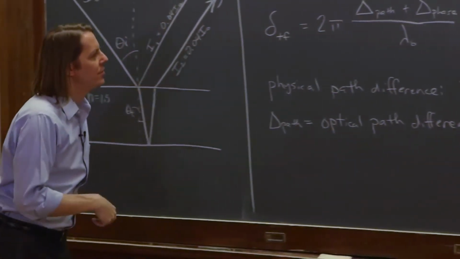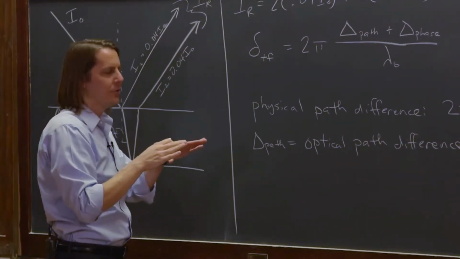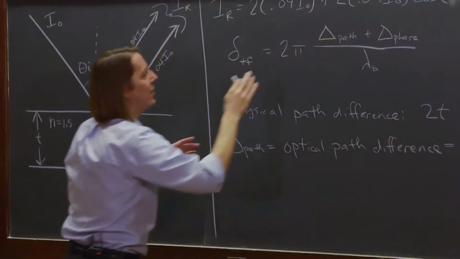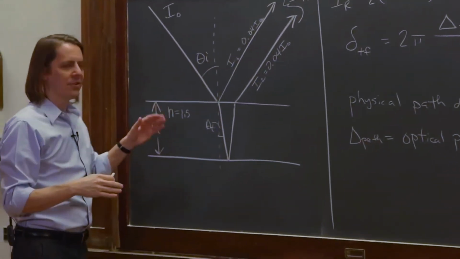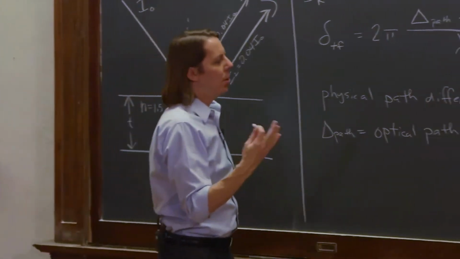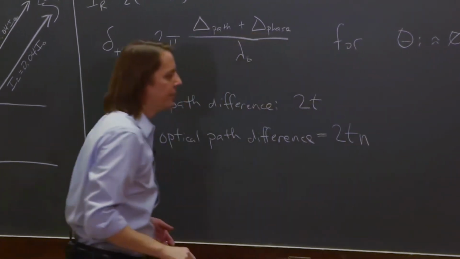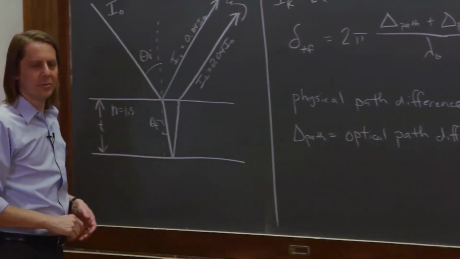So since what these are really keeping up with is the number of cycles you go through, because it's an interference phenomenon, well, the number of cycles you go through actually depends on the index, because the index effectively changes the wavelength. So how many cycles you go through per unit distance. So all you got to do is multiply by n. So it's 2tn for normal incidence. Okay.